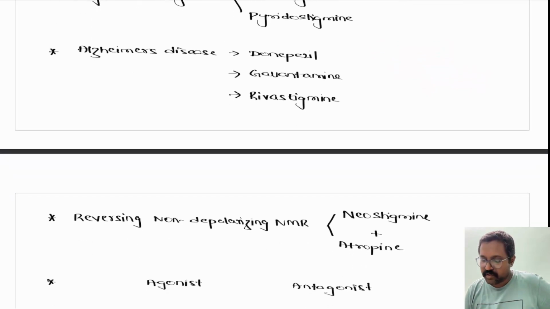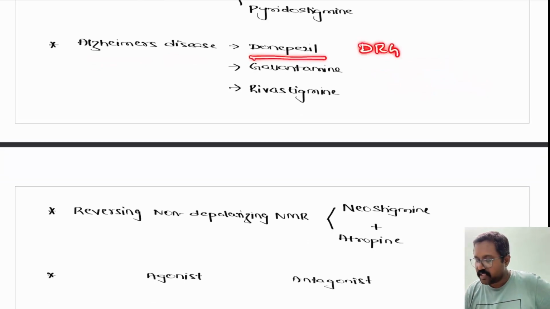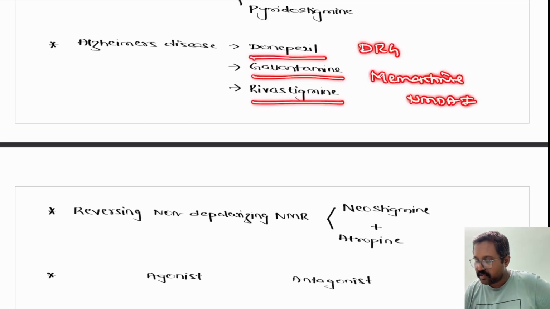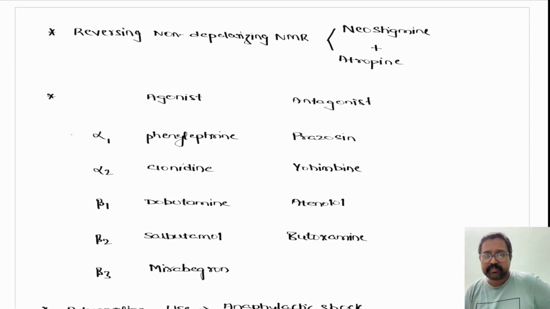So what are the drugs which are used for Alzheimer's disease? We can use DRG, that is donepezil, galantamine and rivastigmine, and also you can use memantine, which is an NMDA receptor antagonist.